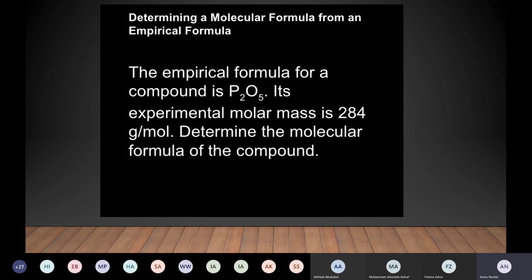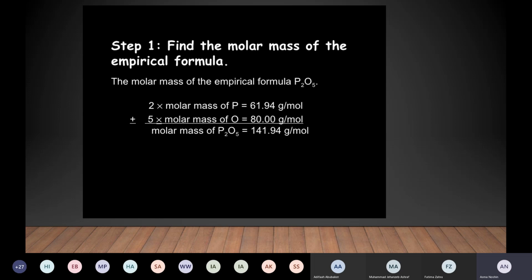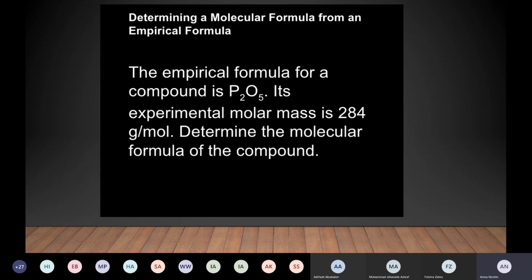So now, see, first step. What will be the first step? First step will be that whatever empirical formula we have over here, we were having P2O5. Just find out the mass for this one. Find out the mass for P2O5.